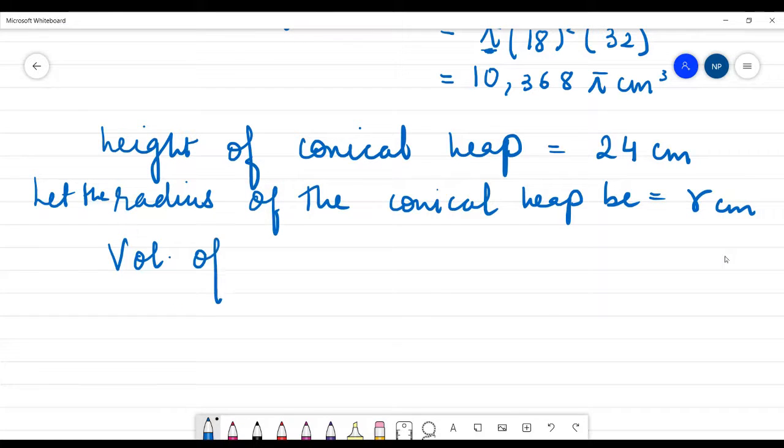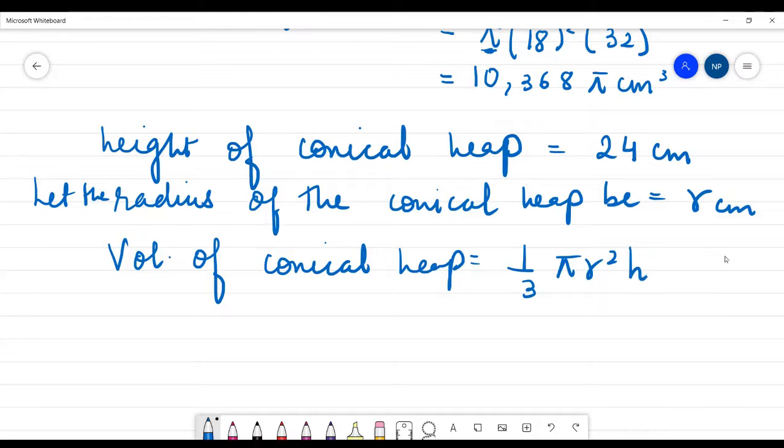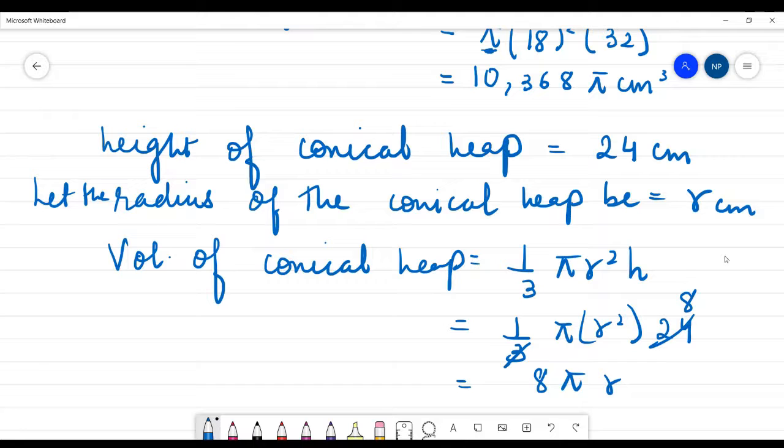Alright, so let us take out the volume. Volume of conical heap is equal to 1 by 3 pi r square h. So we will have 1 by 3, pi will be as it is, r square we don't know, this will be as it is, h is given as 24. So 3 and 24 get cancelled, 8. We are left with 8 pi r square centimeter cube.